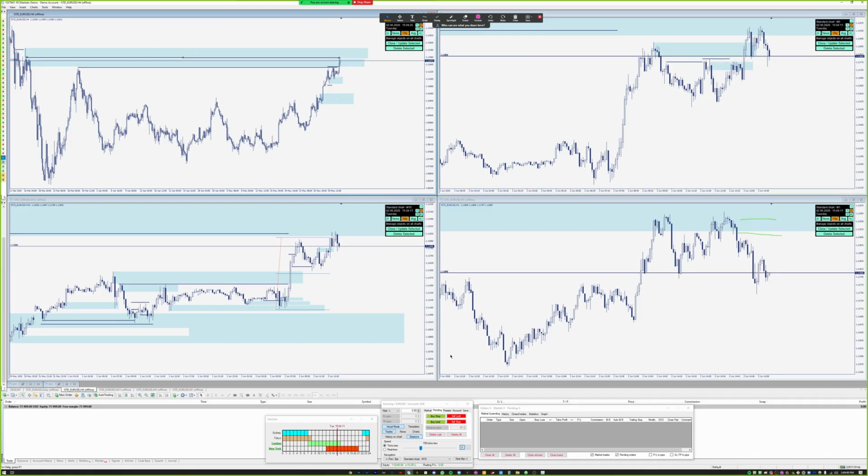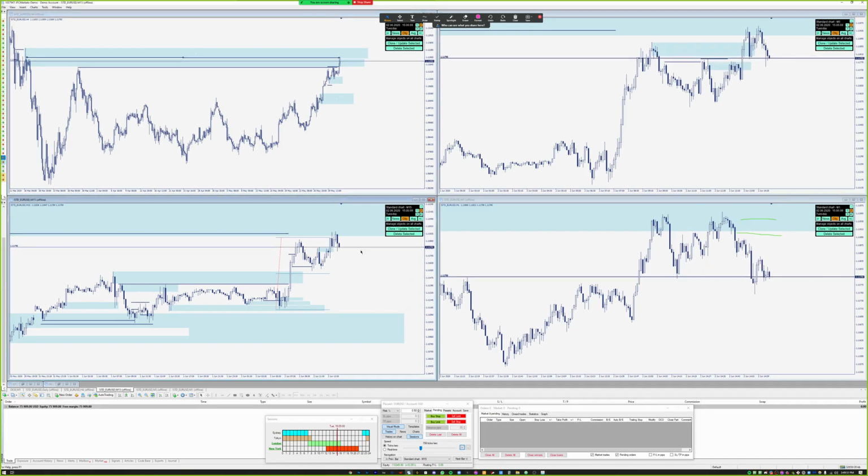Okay, good, so we got our change of character now, right? We got multiple changes of character here. So let me mark it out on the 15-minute again, right? Our minor 15-minute changes of character. We took the high, right? We took this interior low, which again is enough for me.